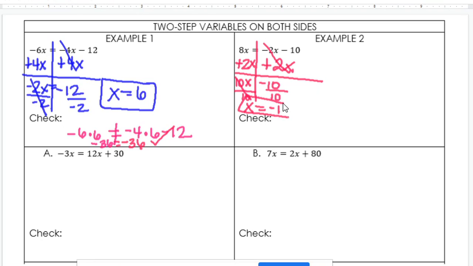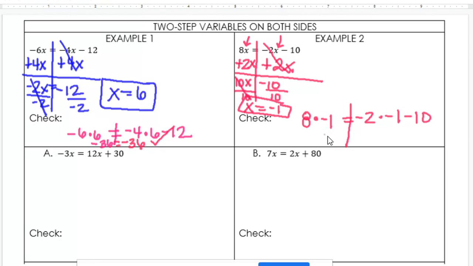So then again, let me show you how to check. Everywhere up here that you see an x, you're going to plug in what we got for x, which is negative 1. So we're going to see if 8 times negative 1 is equal to negative 2 times negative 1 minus 10. And we just want to see if we plug in negative 1, we get the same thing.